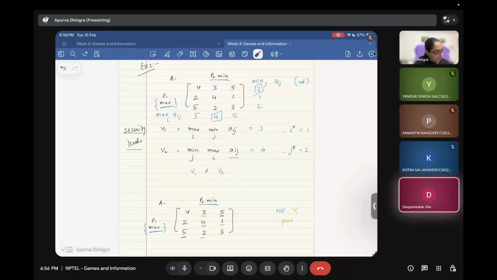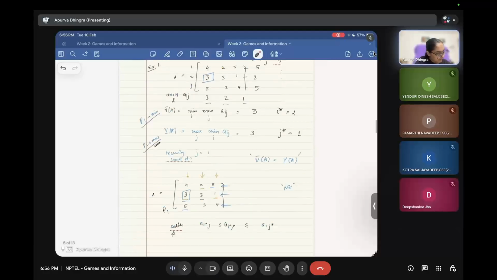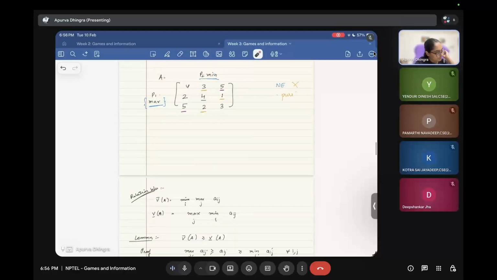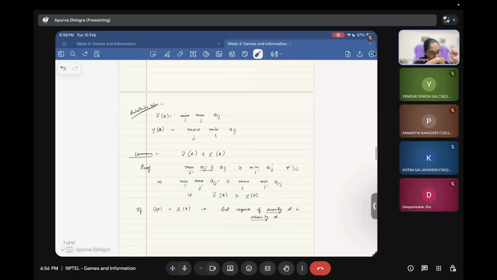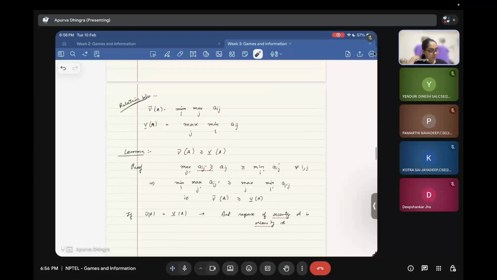Okay, so far we have taken 2 examples, right? Let's go further. Now let's look at the following. So now this is the relation between the security levels. Let me remind you again. Now I am back to the original convention where player 1 is minimizing and player 2 is maximizing. Hence, security level of player 1, it's first maximizing from the columns and then it's minimizing from the rows. And for the opposite agent, it's the opposite behavior.